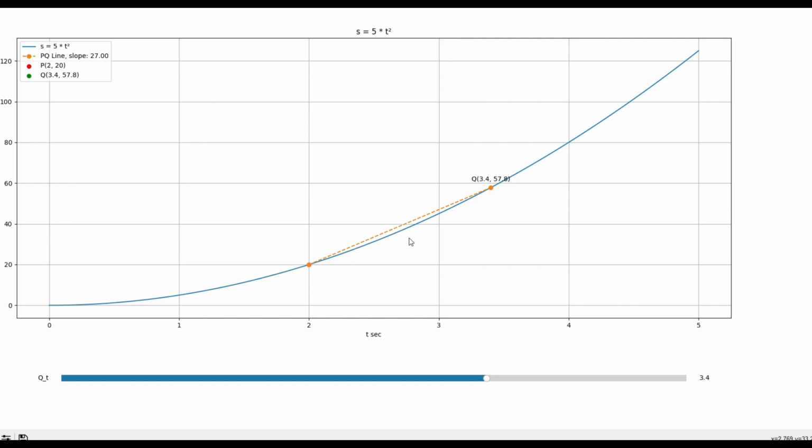Now I can vary this, I can make it go far away or get closer to 2 seconds. What you have to observe is, when I go further away, will the slope get closer to 20 or away from 20? Is it getting away or closer to 20? Right? It is increasing. Now if I decrease the value, is it getting closer to 20? Is it better? Is this better than what we saw before?